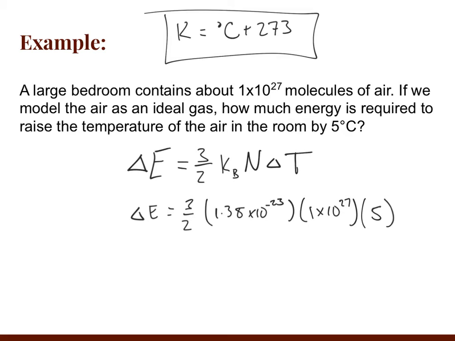And my calculator says I get a nice, lovely syntax error. It's because I didn't do 3/2. Okay, so we get 103,500. And that is in joules, quite a lot of joules.